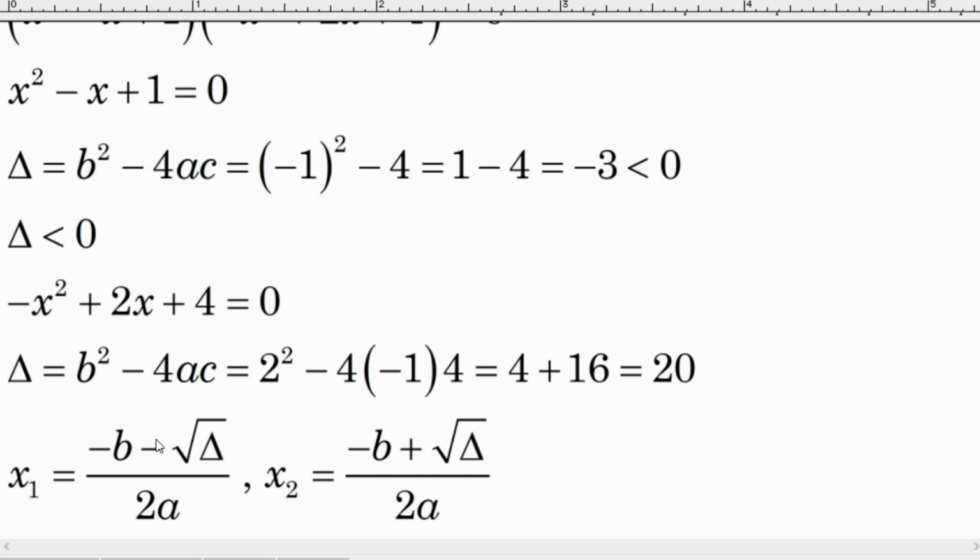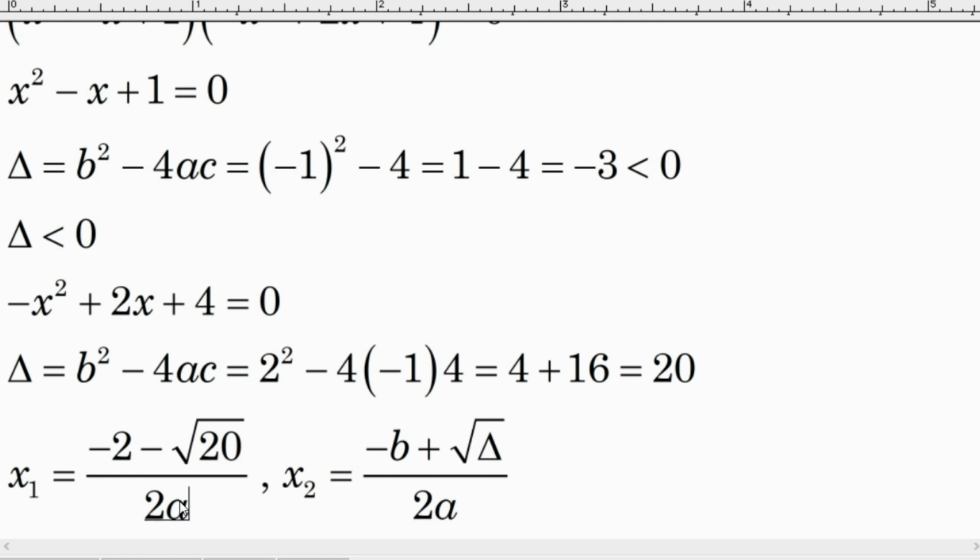Okay, so now we can substitute the values of these constants here. We have b equal to 2, right, and delta equal to 20, so we substitute 20 here, and then times a, which is equal to minus 1. Here we have 2, and then delta equal to 20, and times minus 1 as well. Okay, so now we can calculate each number.